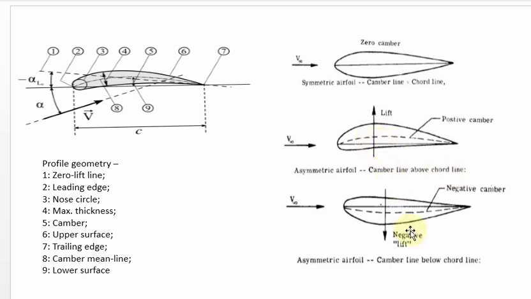See another diagram. Here you can see the position of your mean camber line below your chord line. The purpose of the mean camber line is to divide the aerofoil into two equal parts.